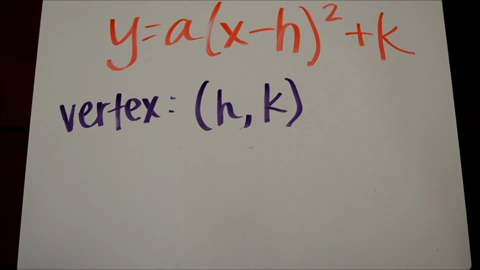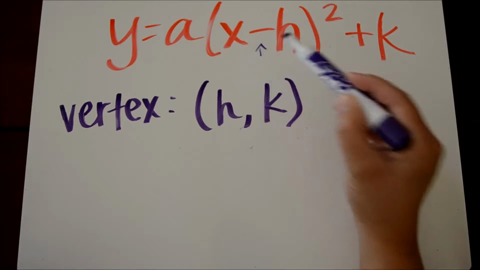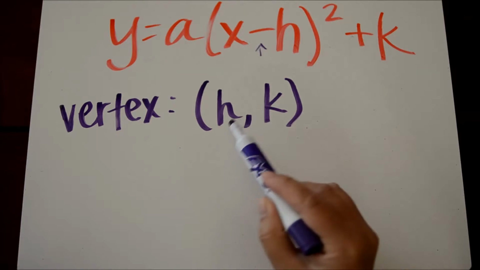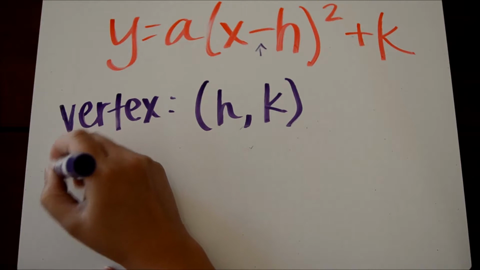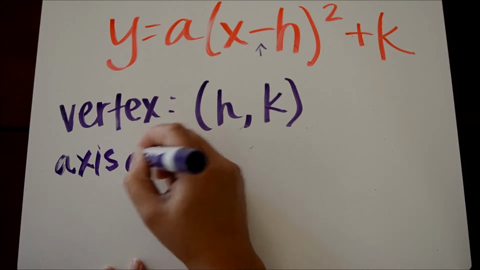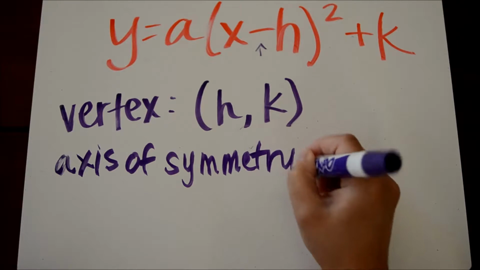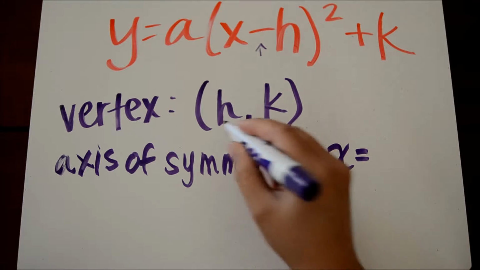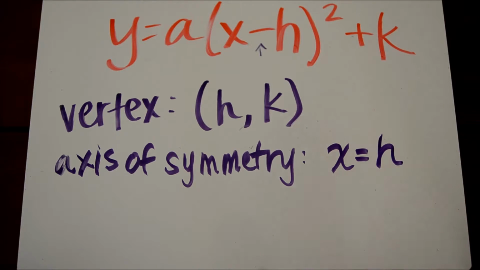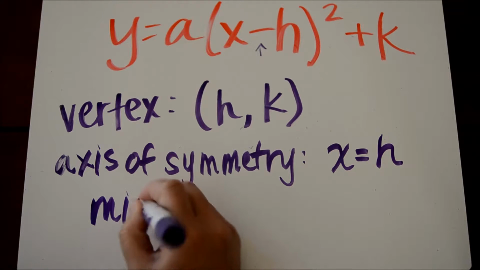So the h value is a little bit tricky because, as you can see, vertex form has that subtraction symbol in it. And so we have to keep in mind that the sign is going to be a little bit tricky with the h value, but we'll address that more once we get to the examples. Our axis of symmetry is always going to be x equals whatever our h value is, because the axis of symmetry cuts through the x value of our vertex.